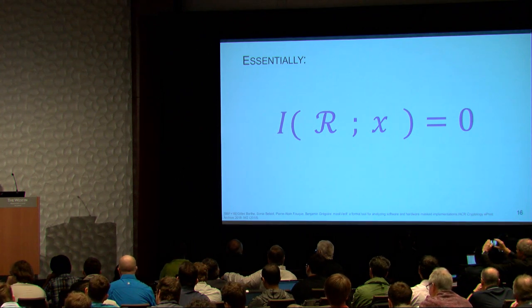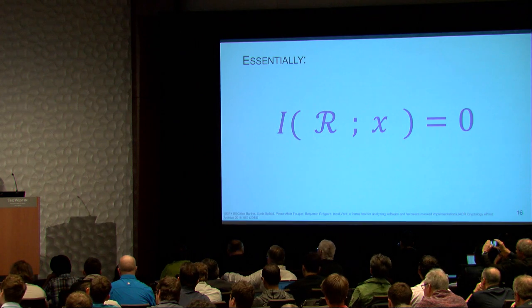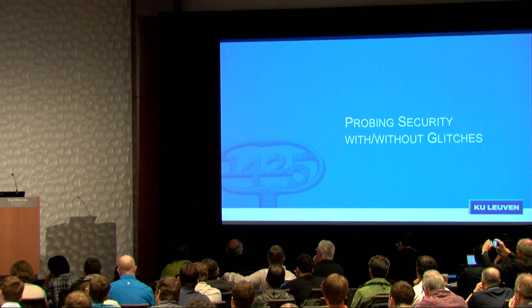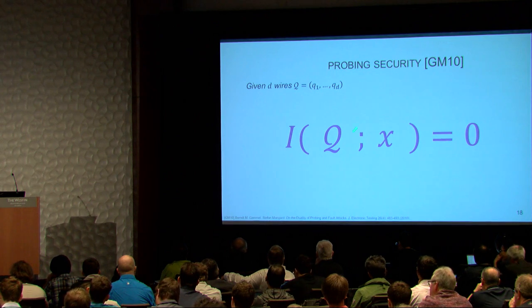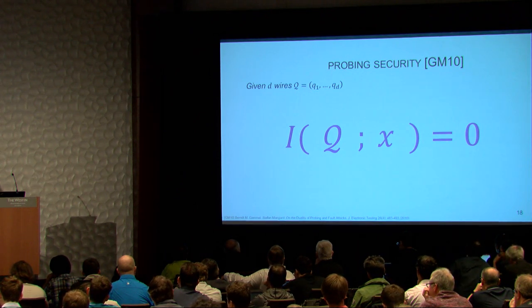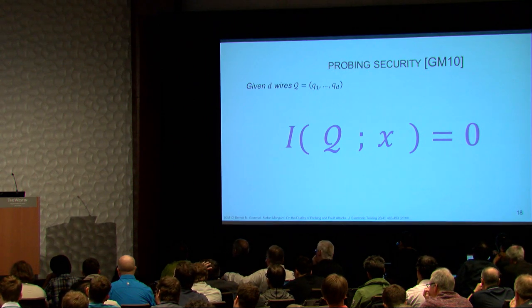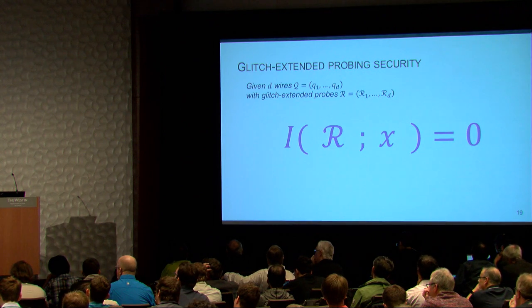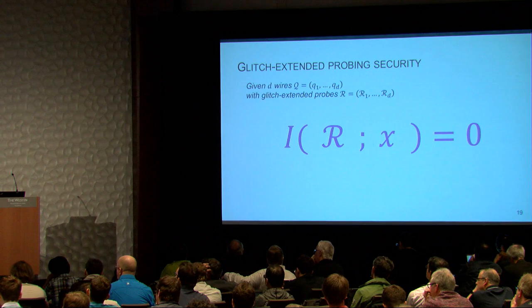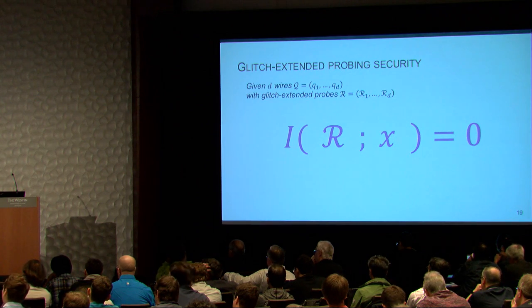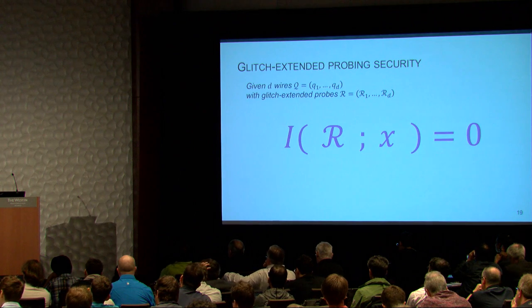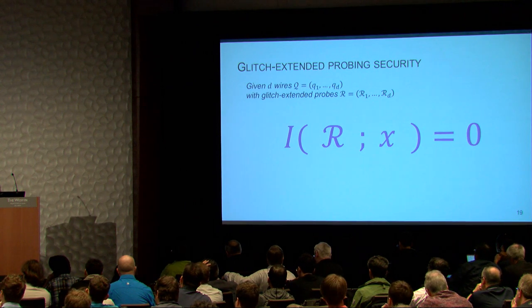So at this point, we realized that normal probing security without glitches was already defined this way back in 2010. There was a definition that said, given any D wires, you want to make sure that the mutual information of those D wires and the secret is equal to zero. And the only thing that we did to extend this with glitches was replace the normal wires, each with their glitch extended probes, and make sure that the mutual information of those glitch extended probes with the secret is equal to zero. So we have here the same formula used for probing security with or without glitches. And now we're going to look at different security notions in the field and integrate them also into this same framework.